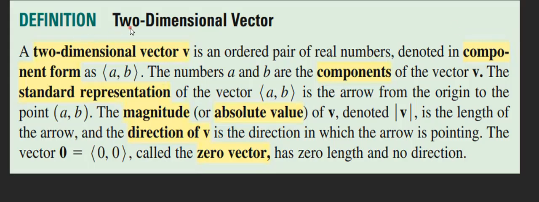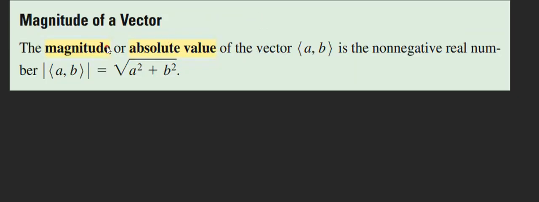And here's a definition of a two-dimensional vector. You could read this on your own. I like to focus on the magnitude, or absolute value, of vector v, which is denoted by this symbol right here. This is how you find the magnitude of a vector. When you have a vector a, b, all you have to do is find the square root of a squared plus b squared. And it is always zero or a positive real number.